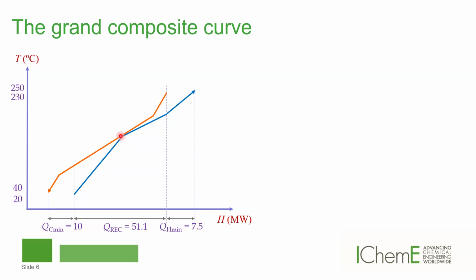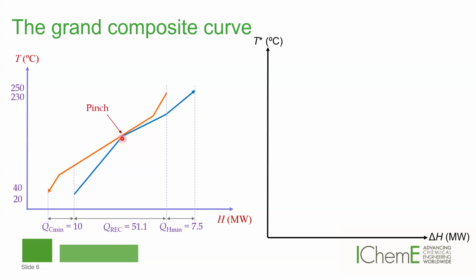So it means that the hot stream is colder by 5 degrees Celsius and the cold stream is hotter by 5 degrees Celsius because of this shift. So now you can see that they are touching at the pinch. We do this because we need to generate the grand composite curve. But remember that we are not actually changing the temperature of the stream. It's important to know that we just need to do this shifting of the temperatures in order to build the grand composite curve.